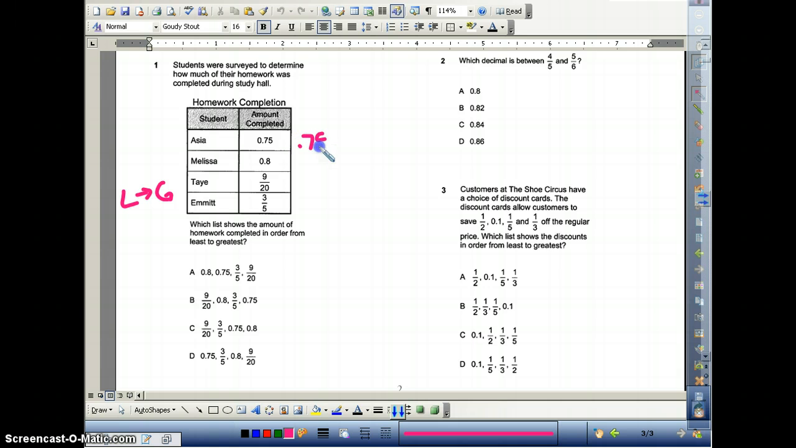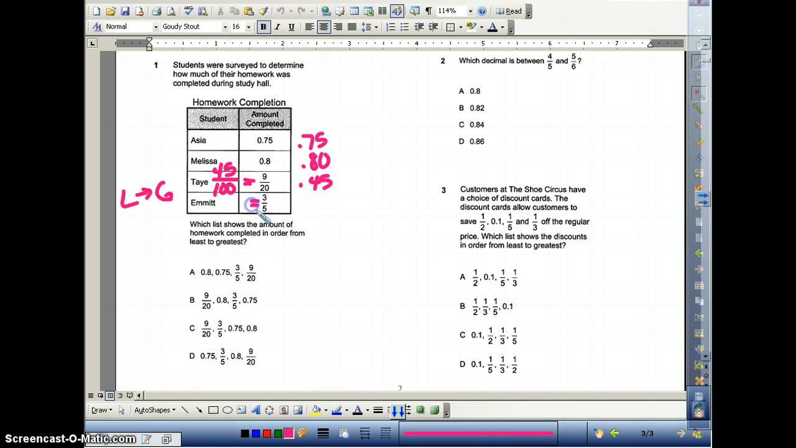Here's 0.75. Make all of them go out to the hundredths place. 9/20ths is the same as how many hundredths? What do you do to 20 to change it into 100? Yeah, multiply by 5. So 9 multiplied by 5 gives you 45 hundredths, or 0.45.